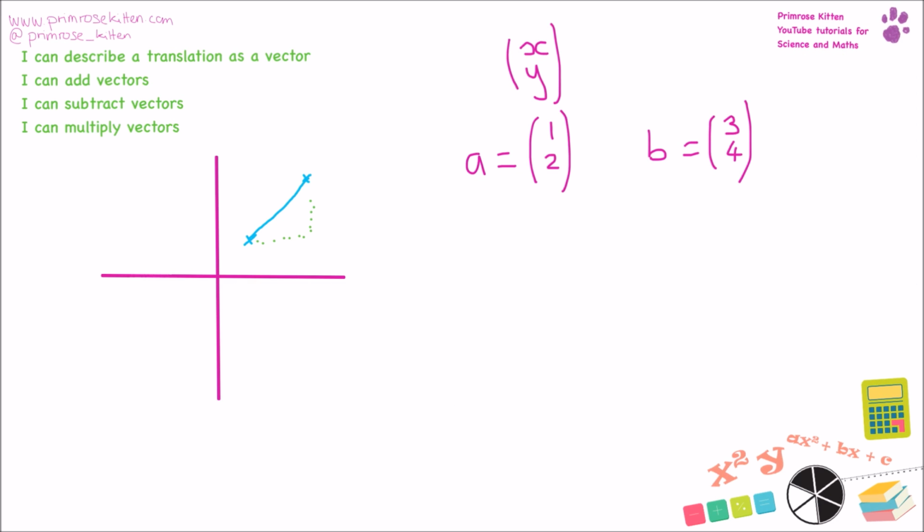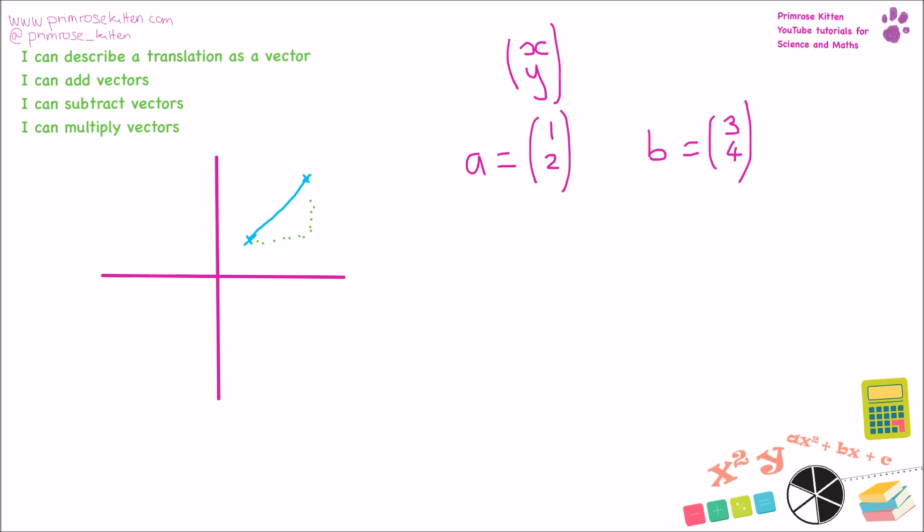When we are talking about vectors, it is x on top and y on the bottom. So if you want to talk about a translation, it is the movement in x and then the movement in y. If we want to add, subtract or multiply them, it's just like doing normal maths, just things are on top of each other.